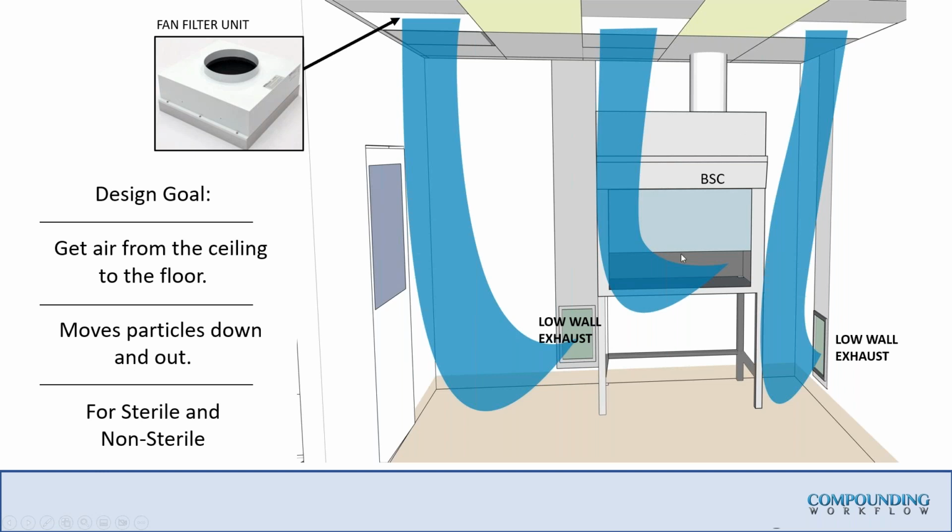And I can tell you from talking to my friends in the certification business, you'll never achieve that. And again, that's part of the lawsuit that I mentioned earlier, is that they didn't actually integrate the low walls. There's no dilution. They can't pass a smoke study. It's just a big mess. So the design goal, again, is to move air from the ceiling down to the floor. And I want you to know that that is applicable also for non-sterile.